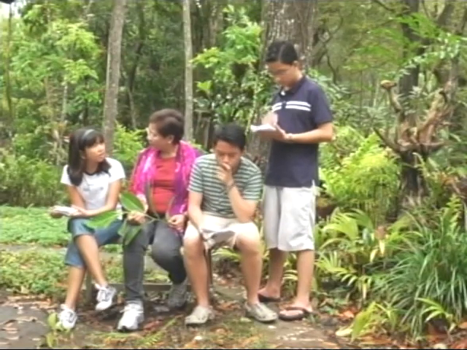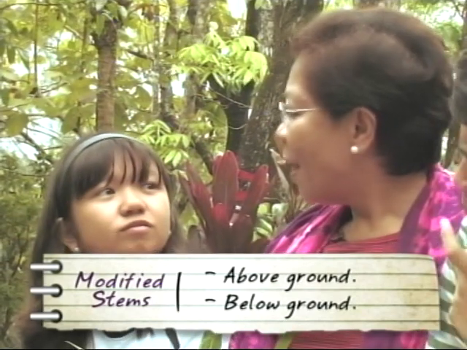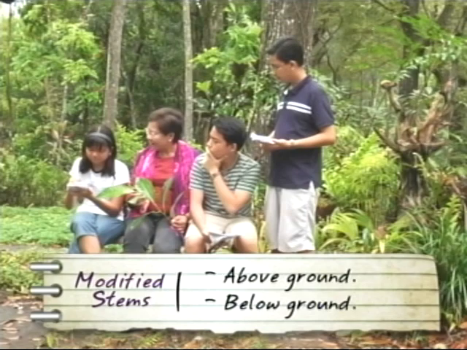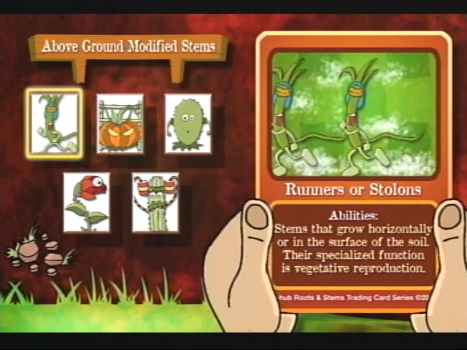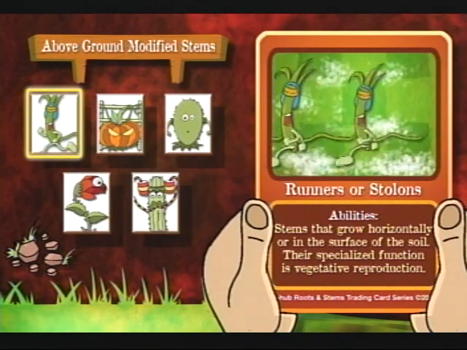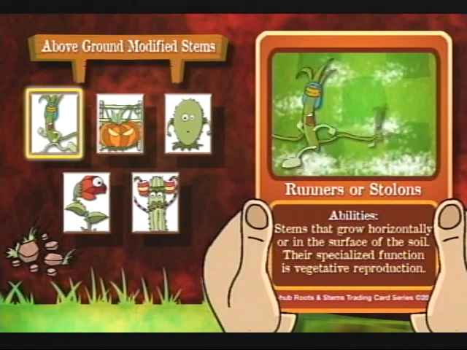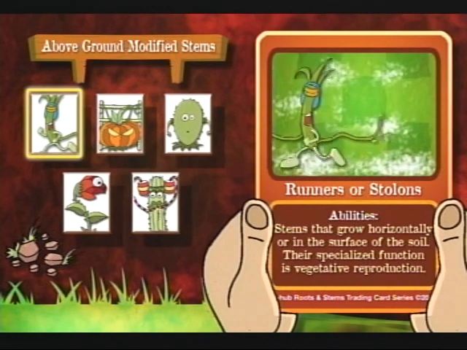Are there also modified stems? Yes, there are modified stems. In fact, there are above-ground modified stems and below-ground modified stems. Examples of above-ground modified stems are runners or stolons, which are modified stems that grow horizontally on the surface of the soil. Their specialized function is vegetative reproduction. The stolons of strawberry and Bermuda grass produce shoots and roots.